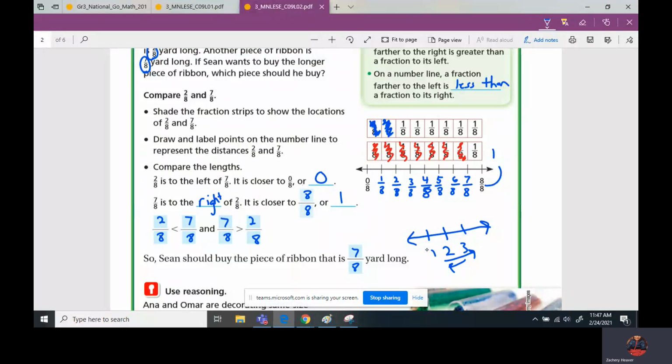You've got to understand 0 out of 8 is 0. If you have a pizza that had 8 pieces and you have 0 left, you have no pizza. If you have a pizza that has 8 pieces and there's 8 left, you have a whole, or 1 pizza. That's how you have to look at it.